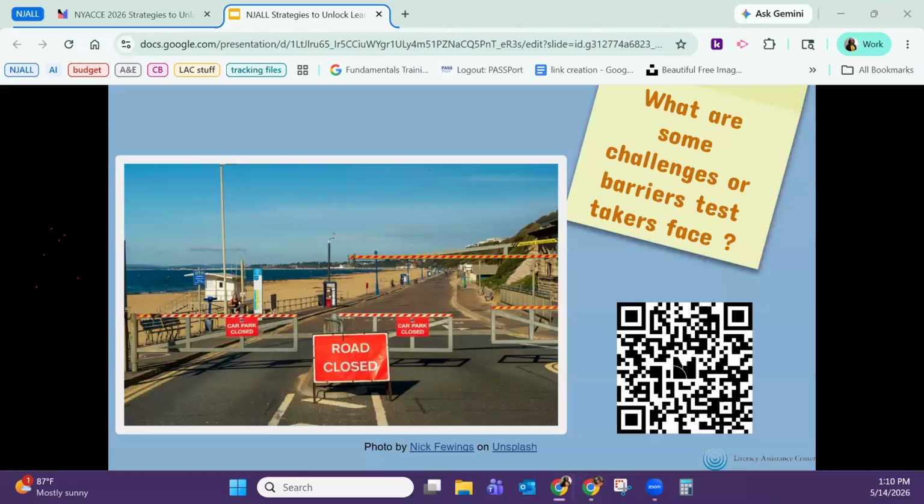So if you don't mind, you can scan the QR code or you can click on the link that I'm going to drop in the chat box and respond to my Menti poll for me, please. Because that first question is, what are some challenges or barriers test takers face? Particularly, I'm talking about the GED math test. So let's hear from you all because you all have been educators and practitioners and you know what the students are facing. What are some challenges and barriers that the test takers are facing?